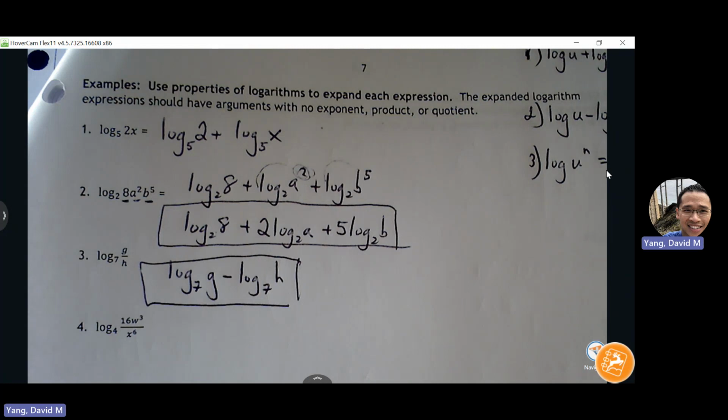Okay, for number 2, notice that this is the product of 3 terms, the 8, the a squared, and b to the 5th. I can expand that out into the sum of 3 logs: log of 8 plus log of a squared plus log of b to the 5th. And then one more thing we can do is bring the exponents down in front to further expand. The directions say the expanded expression should have arguments with no exponent, product, or quotient. And then number 3, I have the quotient of g and h. I can expand that into log base 7 of g minus log base 7 of h.